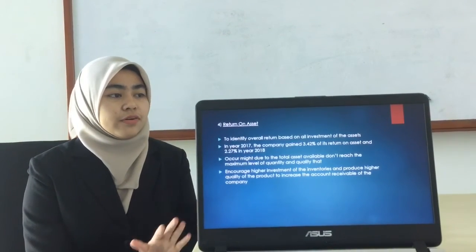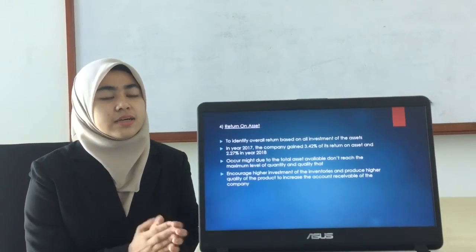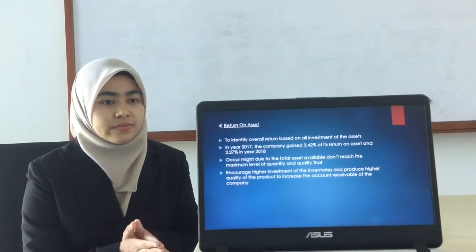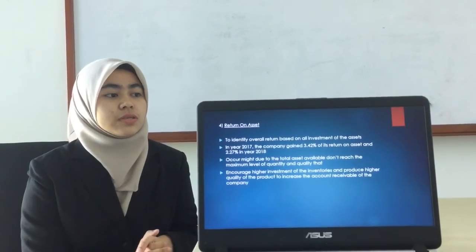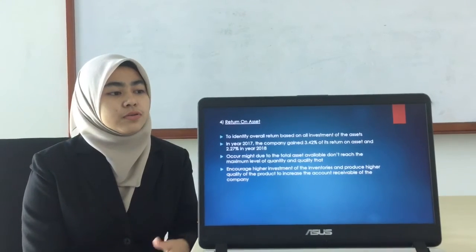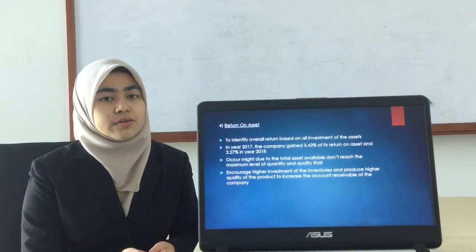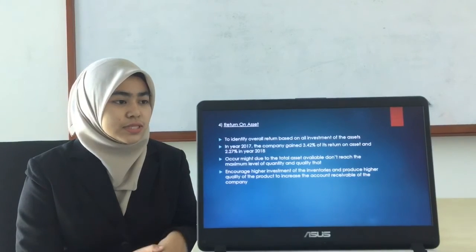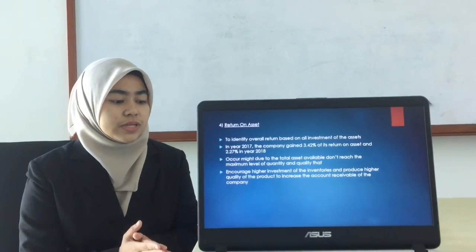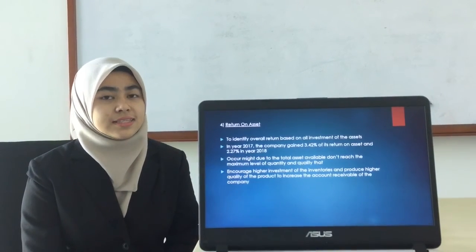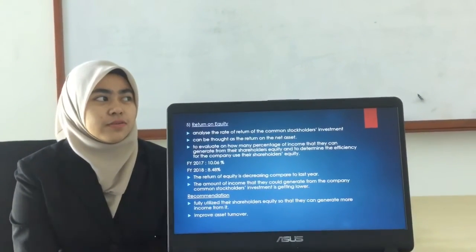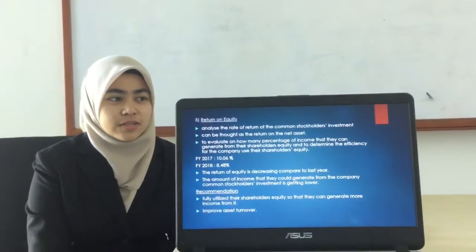And then for the recommendation for Pharmaniaga, it is encouraged to have higher investment in inventories and the product produced with high quality to increase the account receivable of the company, using sophisticated machinery to support the total asset income. The last ratio in this profitability ratio is return on equity.